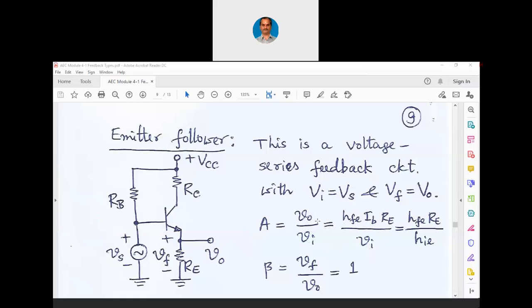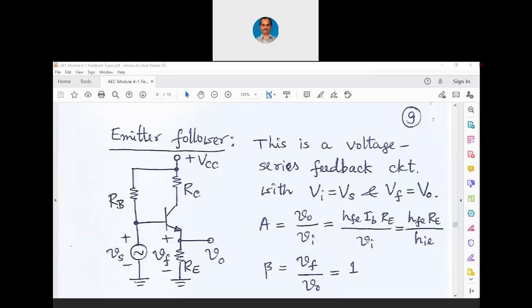What is V0 now? There is an emitter current across this RE, AC current, that is HFE into IB. HFE is nothing but beta with respect to the transistor. It is not the fraction which we used in this module, but I am purposefully using the symbol HFE itself. HFE into IB into RE, or IE into RE, is the output voltage.